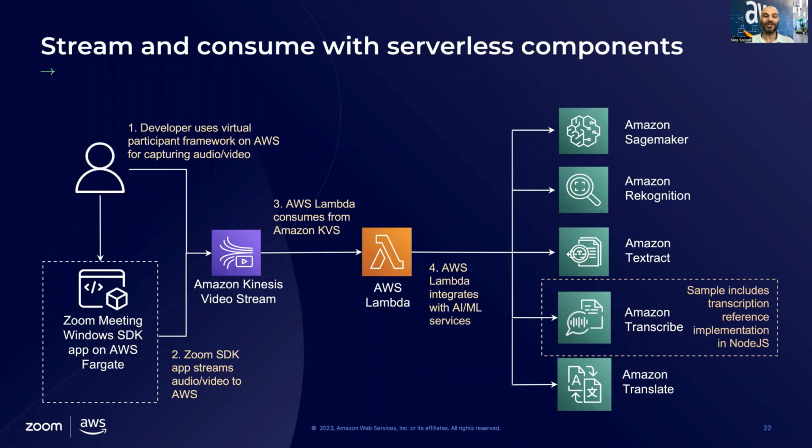I'd like to walk you through a simplified data flow. The first thing you need to do as a developer is set up the framework, which includes the Zoom Meeting SDK, Windows app, and the live media ingestion pipeline. Second, the Zoom app is going to send data to the KVS service via the KVS producer library. One or more Lambda functions now will parse the data fragments from KVS, and the Lambda function sends the data downstream to AI/ML services by AWS or third parties.